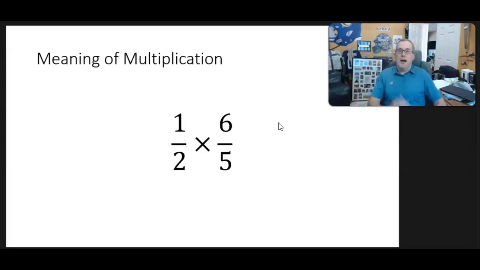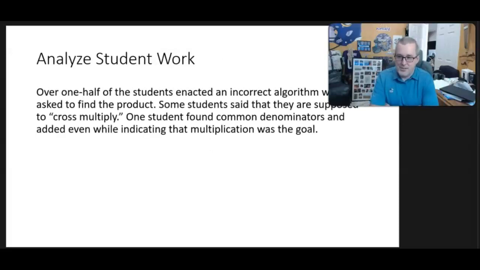Now here's the challenge. I've worked with some schools in the past, and I did a little mini personal study here. I interviewed about 10 fifth and sixth graders, and I asked them this question. And over half of the students enacted an incorrect algorithm. They went, oh, wait, I think you're supposed to cross multiply, or I think you're supposed to do something. Over half of them enacted an algorithm that was not correct for this problem. And some students said that they're supposed to cross multiply. One student found common denominators and added, even though multiplication was the goal. And they were aware of that.